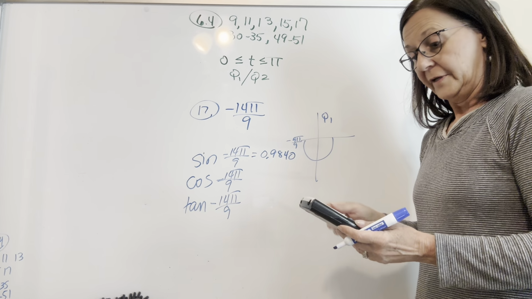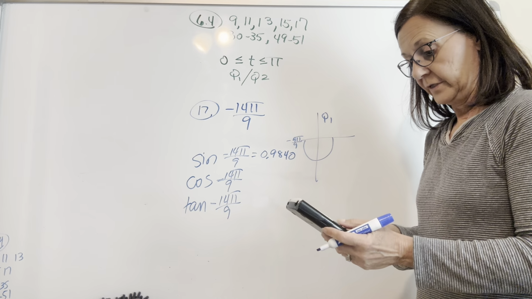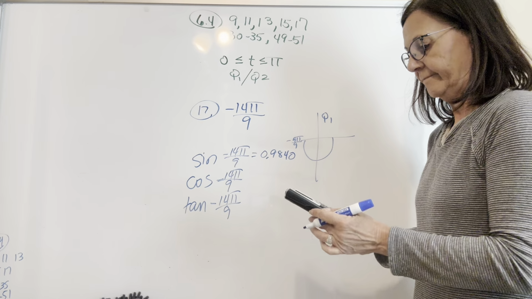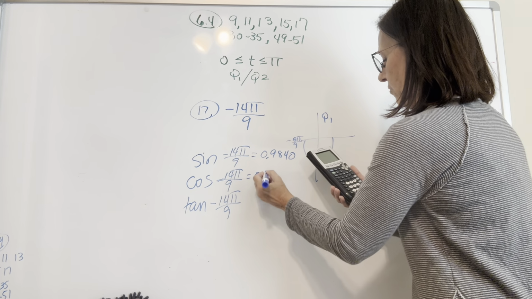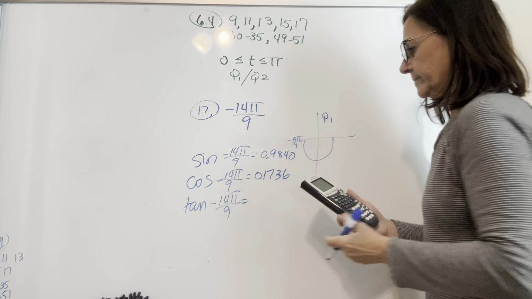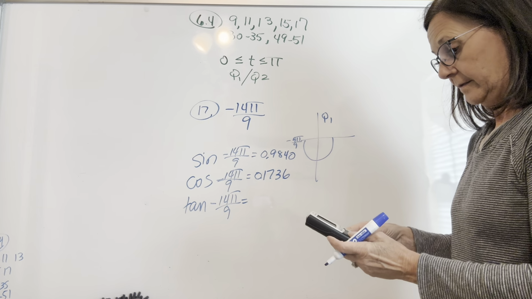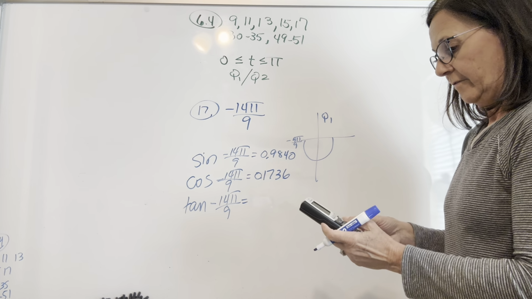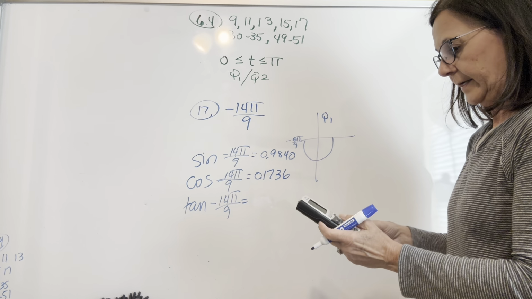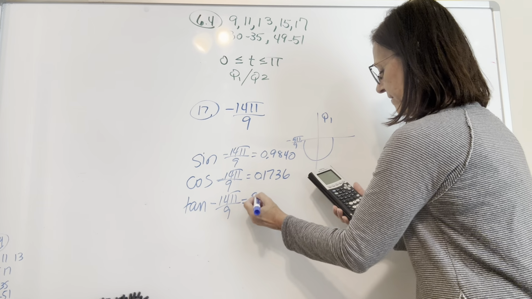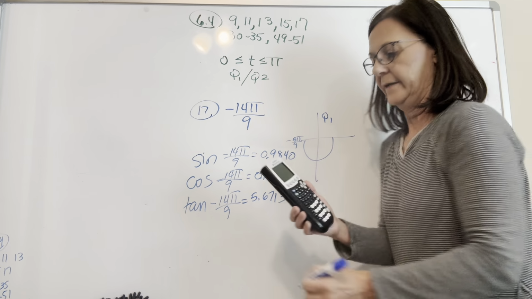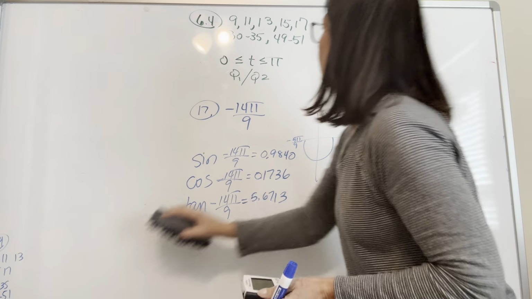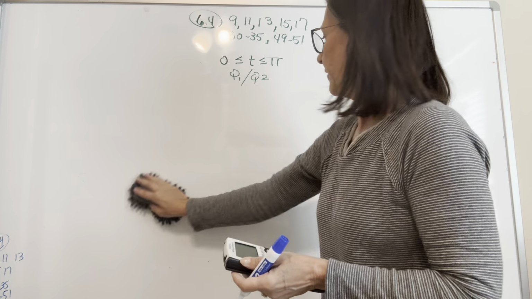The cosine is probably going to be closer to 0. Negative 14 pi over 9. It's 0.1736. The tan, negative, make sure I put negative in, 14 pi divided by 9, 5.6713. All right, that's all I did on my calculator. All right, numbers 30 through 35.